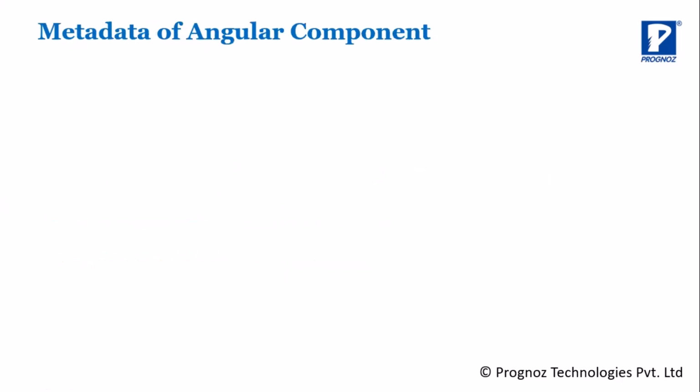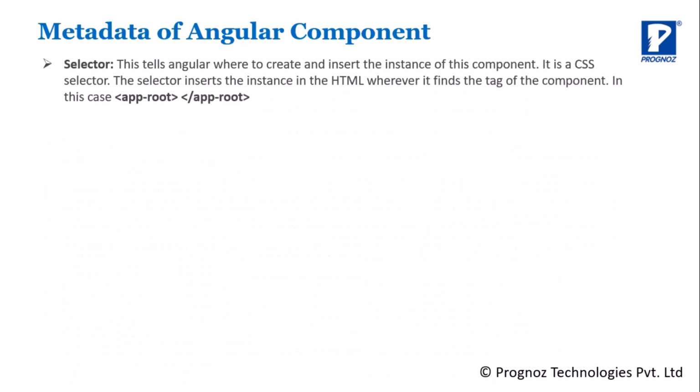Next, metadata of the Angular component. One is the selector. Already we have discussed all these things. Selector is a metadata which tells Angular where to create or insert the instance of the component. And it is a CSS selector. Just like we say selector in CSS generally, and we have different types of selector in CSS, the same as in the Angular component, one metadata is called the selector.